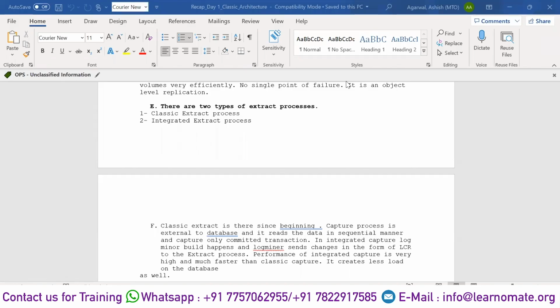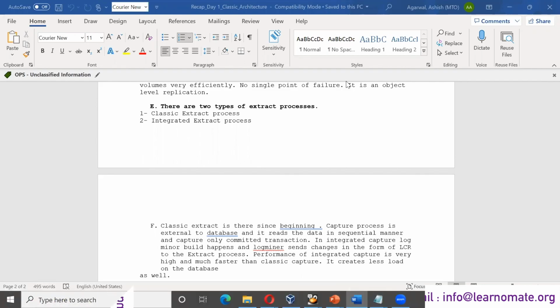After tomorrow, you will be able to answer all these questions, like what databases it supports and what it does. Is there a limitation to the number of tables GoldenGate can handle? I'm not aware of any. There is no limitation. GoldenGate can replicate 1,000, 10,000, or 100,000 tables.